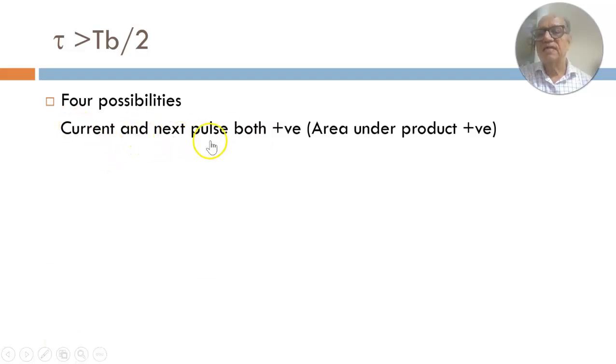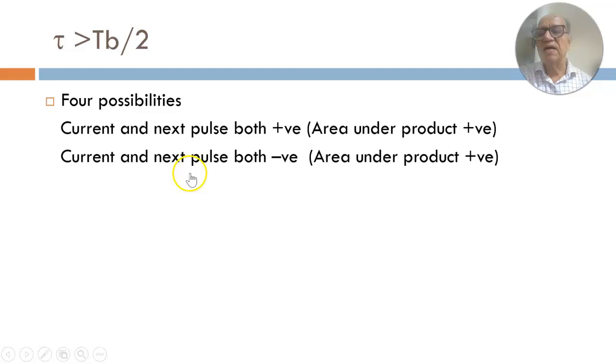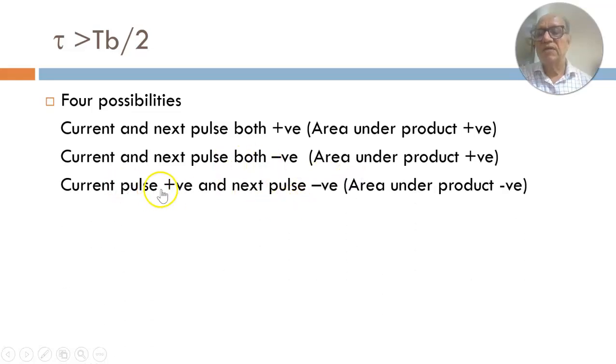One is current and the next pulse both positive. In that case, the area under the product is positive. Or maybe current and the next pulse both negative. The area under the product is again positive because both are negative. Then the current pulse is positive and the next pulse is negative. So the area under the product will be negative.